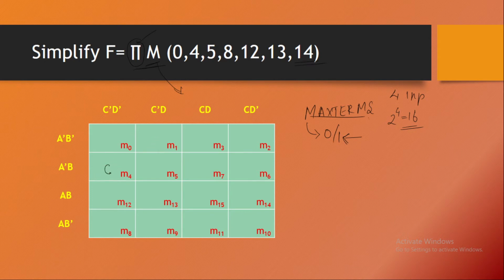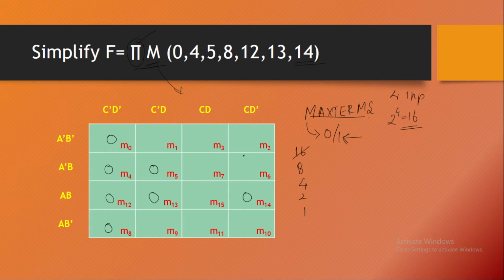So 0 is there, 4. So 0 and 4 are mapped. Then 5 is mapped. 8 is mapped. 12. Then I'll map 13 and 14. Yeah, that's it. So after mapping, we are supposed to group. I follow the regular way of grouping. I have an option between 16, then I can group 8, then I can group 4 or 2 or 1. But 16 is not possible since all the cells are not occupied.